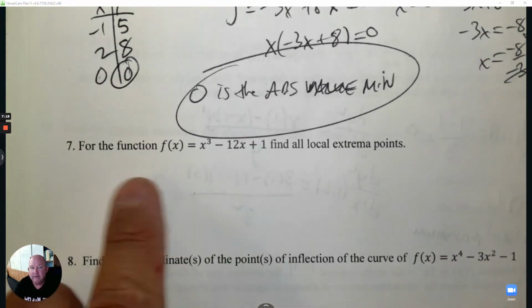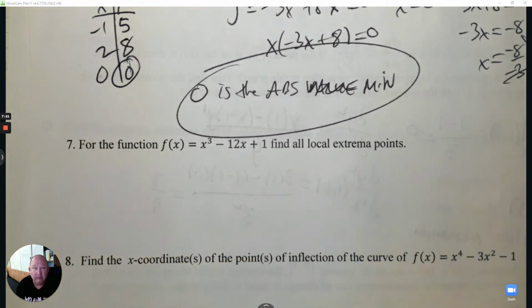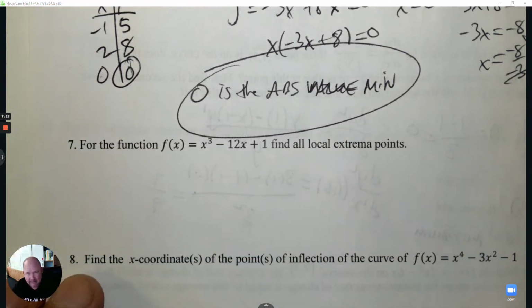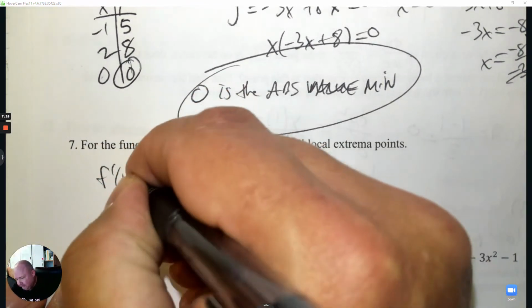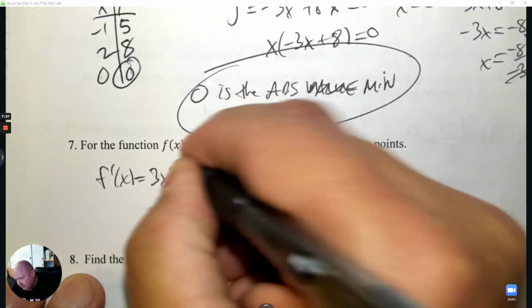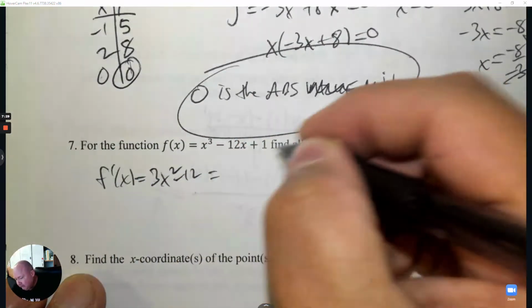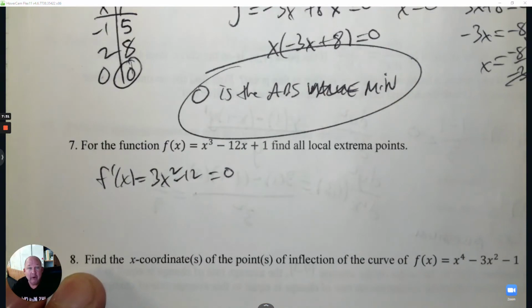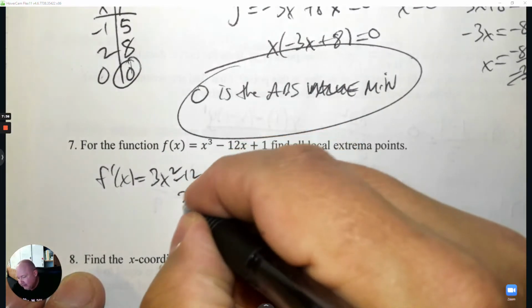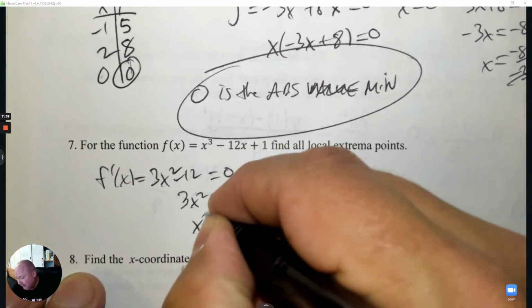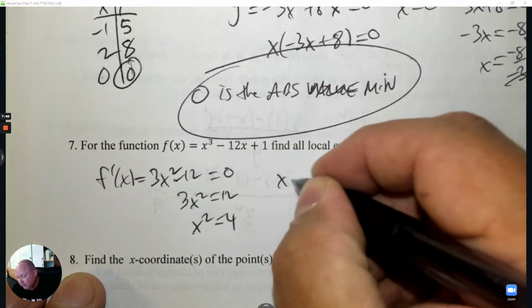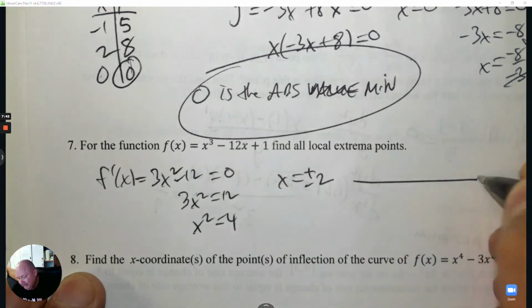All right, for this function, find the extrema points, which are the maximum and minimum. How do I do that? So I take the derivative. Done. I make it equal to 0. I would also see if there's any values that make the derivative undefined. There isn't. All right, I'm going to add 12. I'm going to divide by 3. And then when I square root, I get positive and -2.